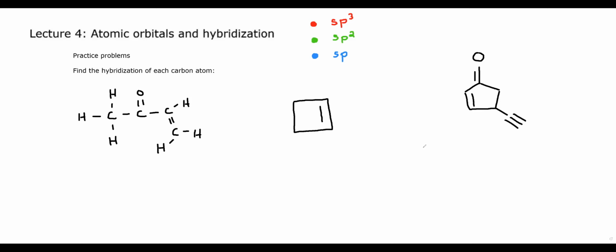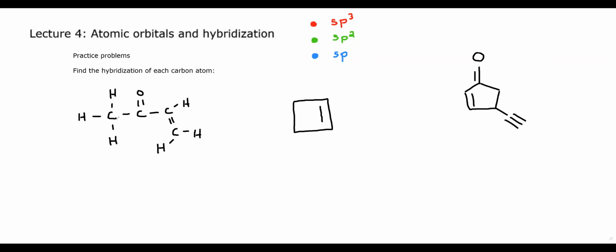Okay, so let's start first with our Lewis structure on the left here, just so that we can clearly see each and every atom as we consider its hybridization. Up here I've color-coded. I'm going to draw the sp3 hybridized carbons as red, the sp2 hybridized carbons as green, and the sp hybridized carbons as blue.